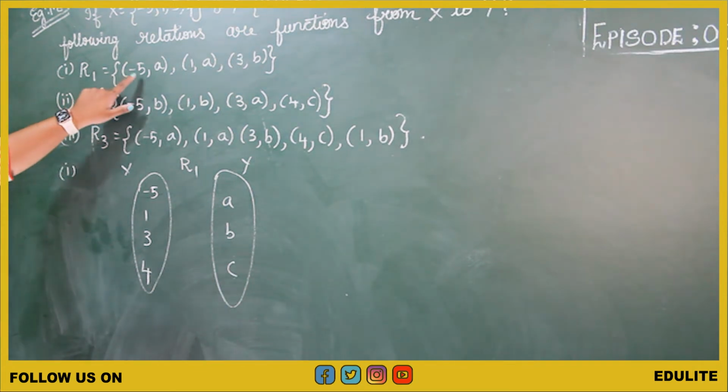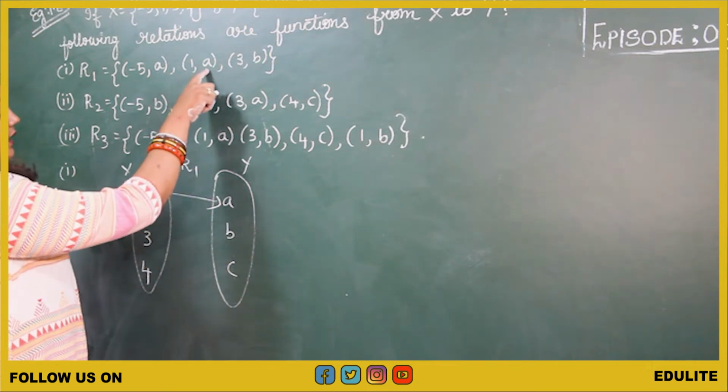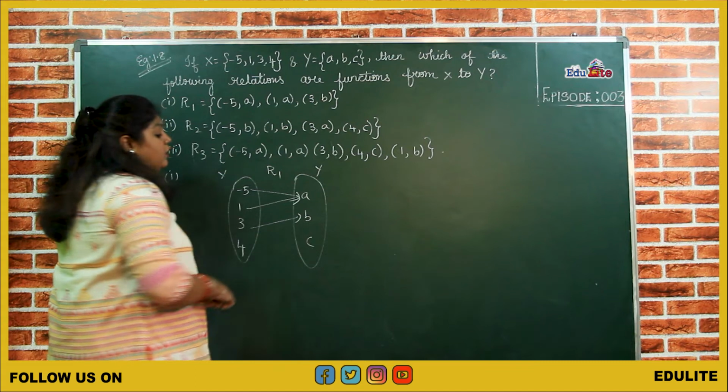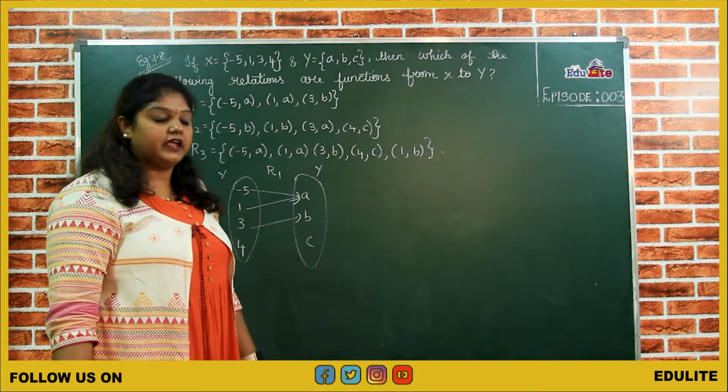In relation 1, minus 5 is mapped to a. Next, 1 is mapped to a. Next, 3 is mapped to b. Now, we have to check whether this is a function or not. According to the definition of a function itself, we can do it.